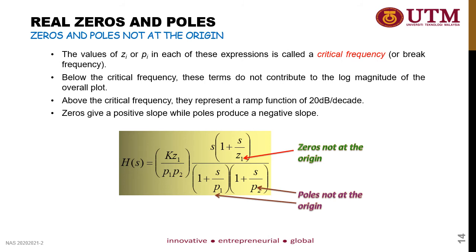Okay, next, move on to the next component. On top, when you have s inside the bracket, it is zeros not at origin. In this case it is at Z1, also known as real zeros at Z1. The same goes for the denominator part. You have s at the bottom, so it is poles not at origin. You have one at P1 and the second one at P2, also known as real poles at P1 and P2.